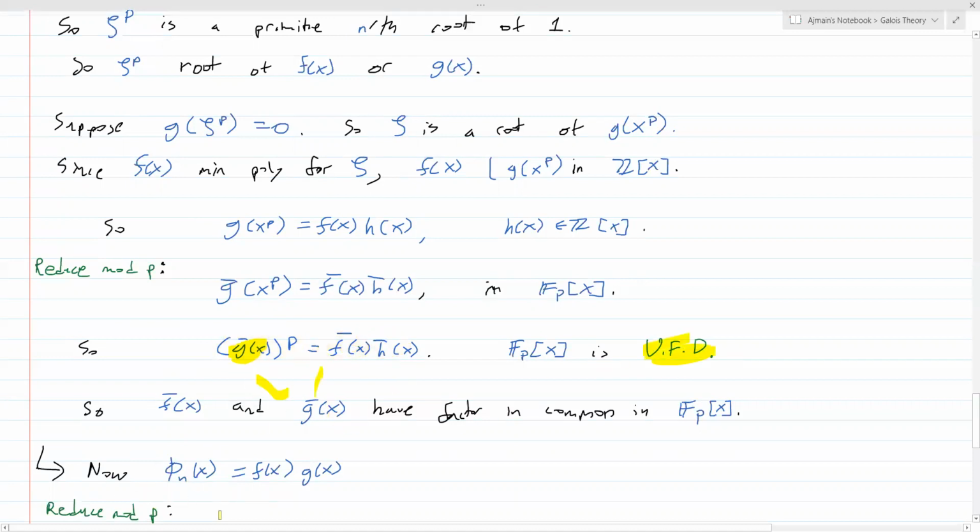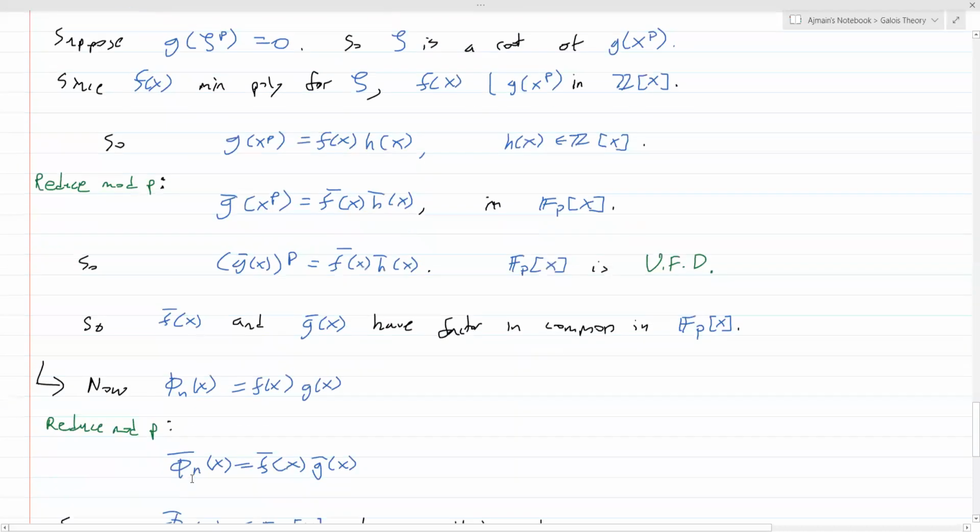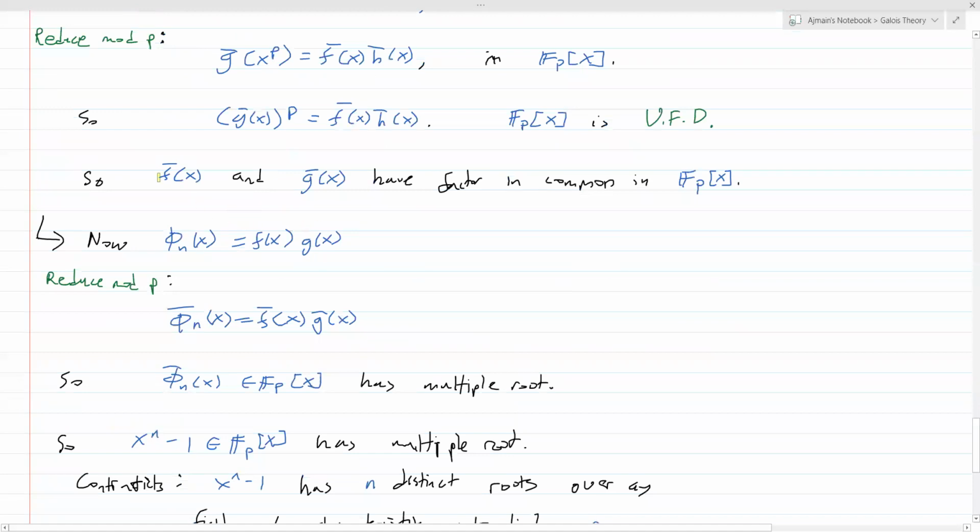Okay, so now that means that the conclusion out of all of that was that f bar of x and g bar of x have a factor in common over this finite field Fp, as polynomials with coefficients in Fp.